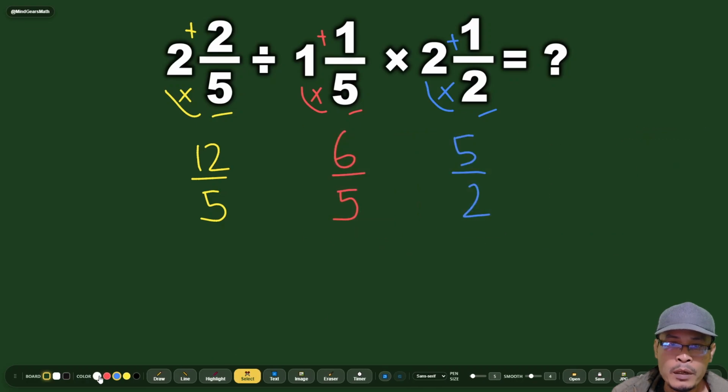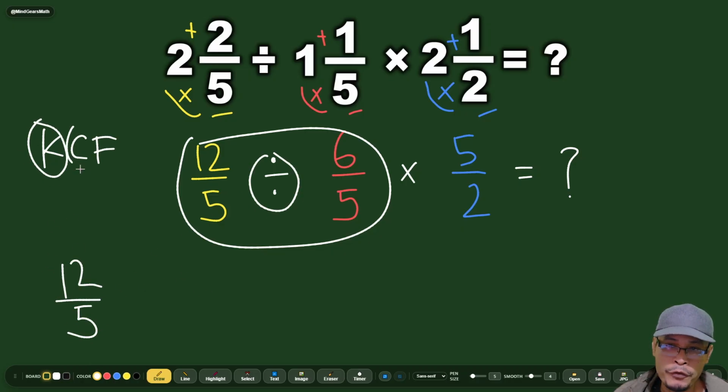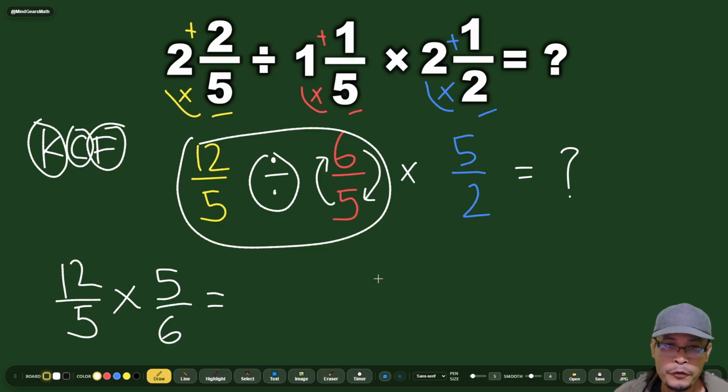Our chain is now 12 over 5 divided by 6 over 5 multiplied by 5 halves. First operation, 12 over 5 divided by 6 over 5. Remember, keep change flip. 12 over 5 times 5 over 6. The 5's cancel out completely, and 12 over 6 is exactly 2. Very clean.